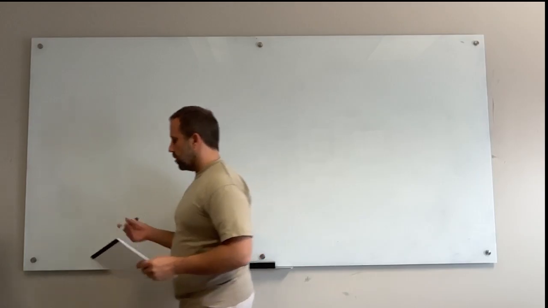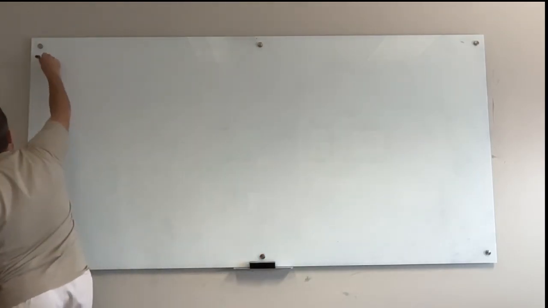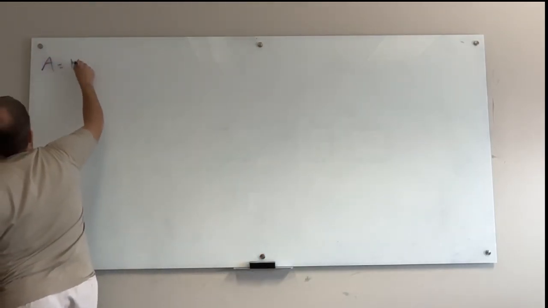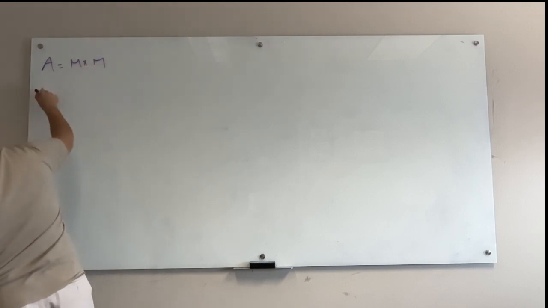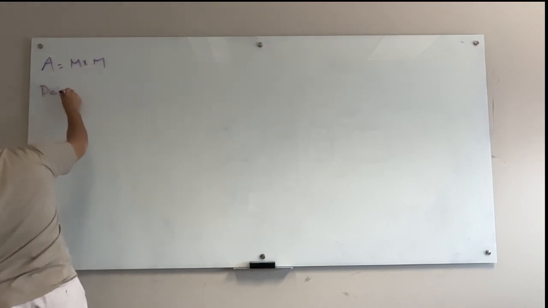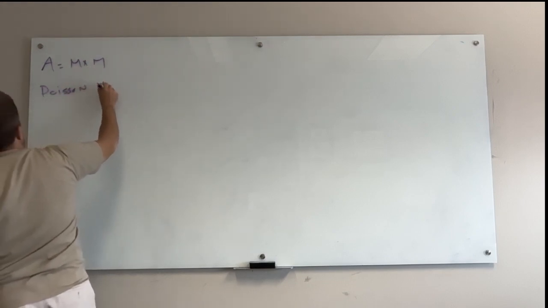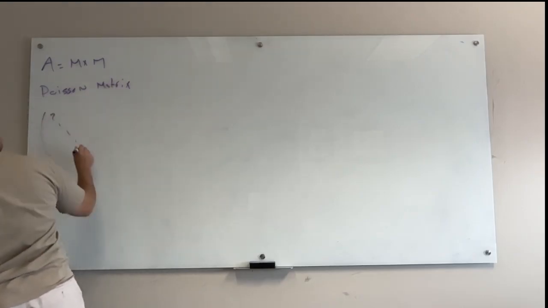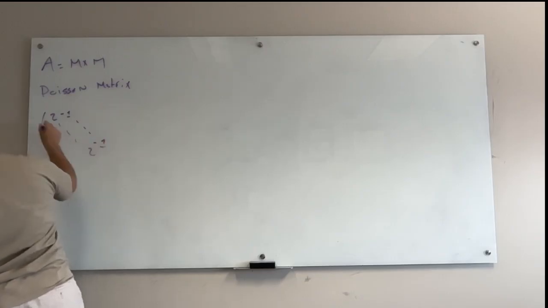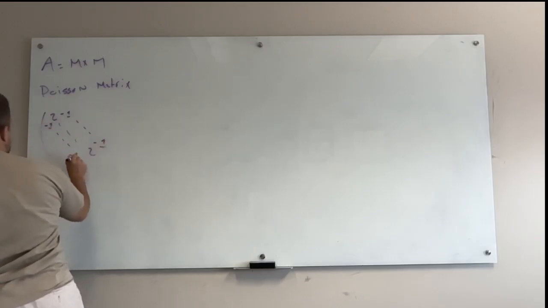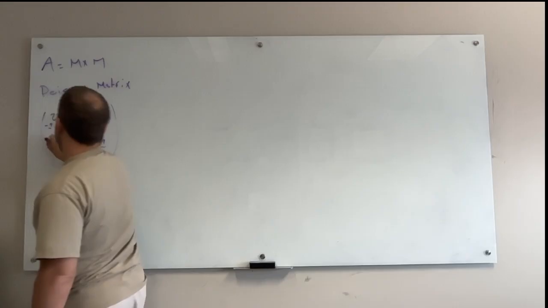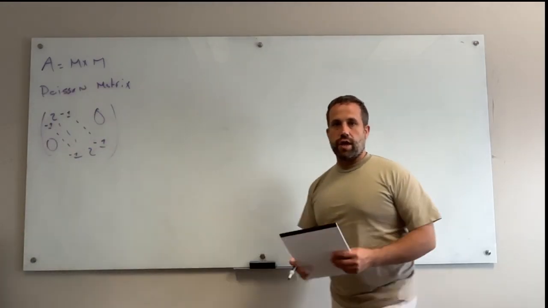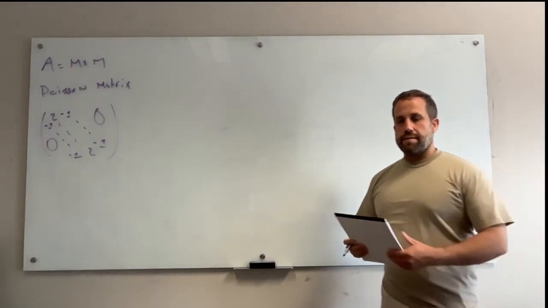So let's begin. Let's say A is an M by M Poisson matrix. Then it's going to be 2's on the diagonal, minus 1's on the upper and lower diagonal, and 0 everywhere else. A very common matrix that we've been looking at.